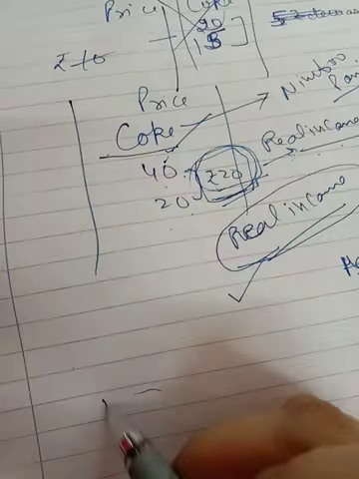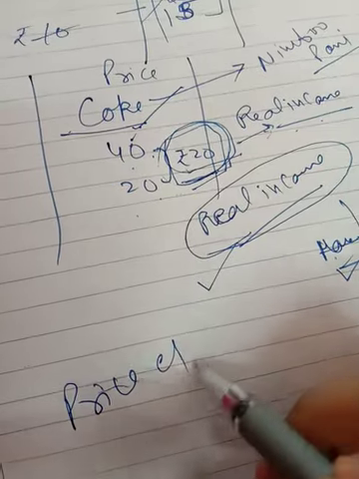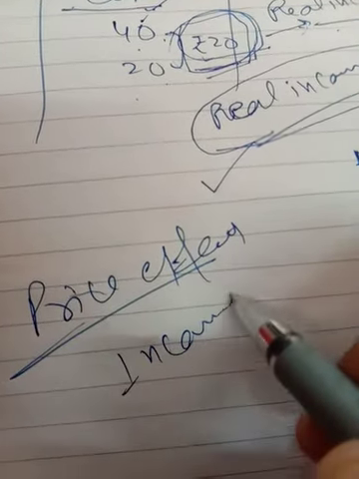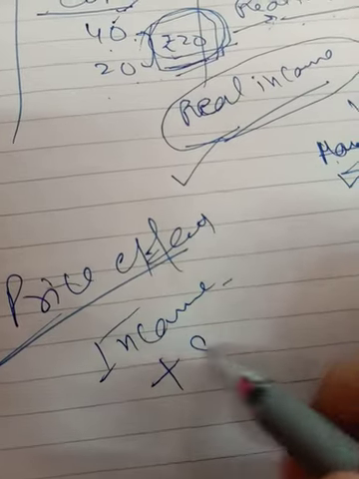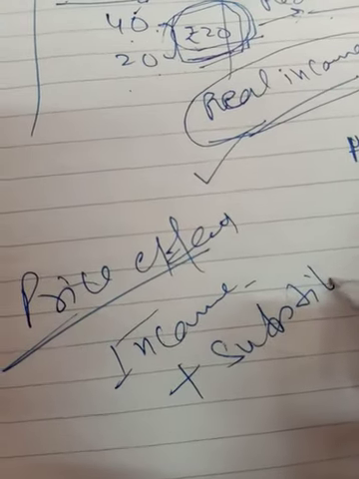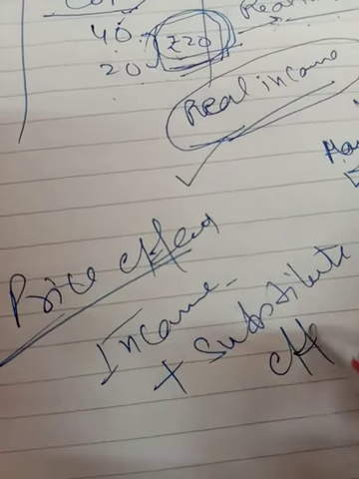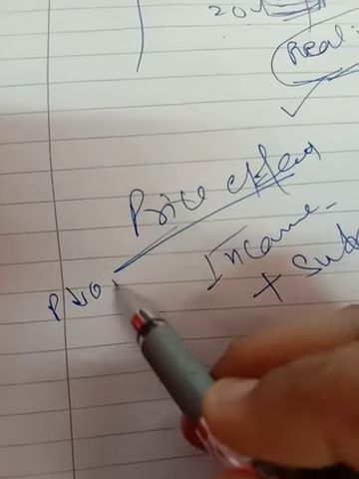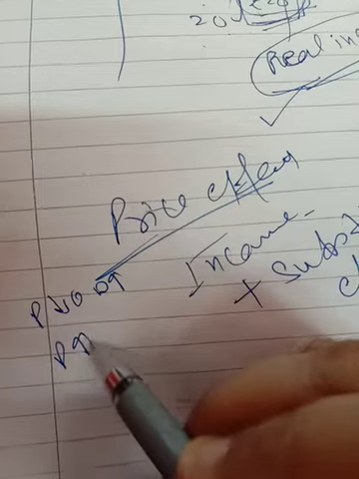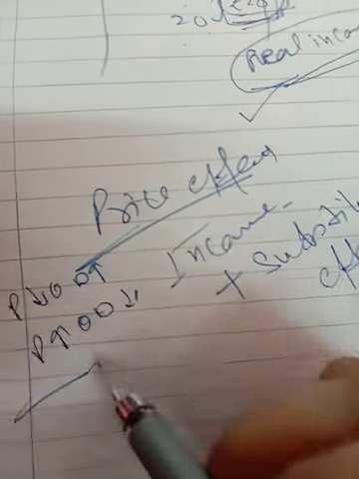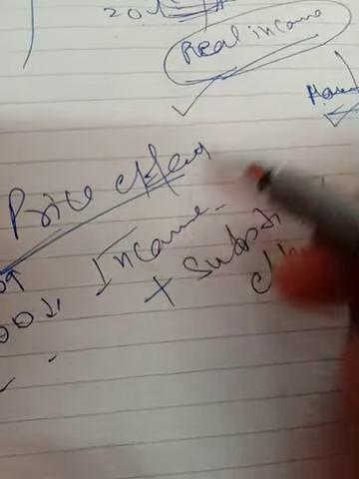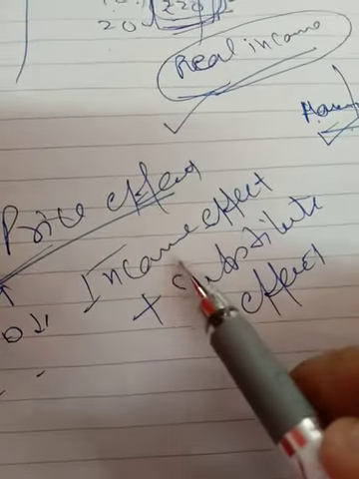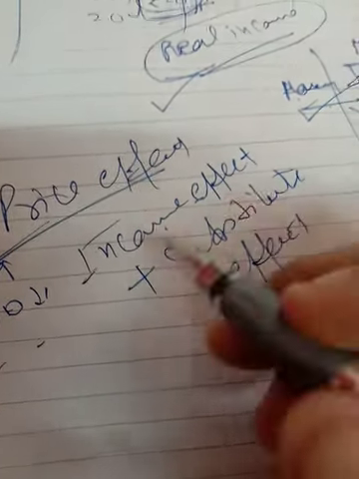And what about the price effect in this case? Price effect is made out of income effect plus substitution effect. What is the price effect in the law of demand? That if price falls, then quantity demanded rises. If price increases, then quantity demanded falls. This effect can come when these two effects support each other. Price effect is made up of income effect plus substitution effect. They both should be positive.